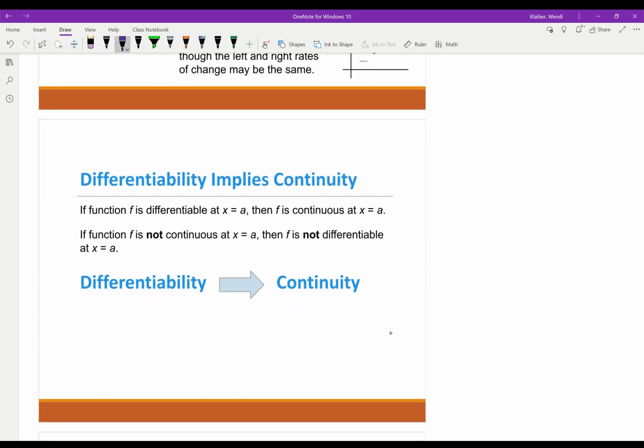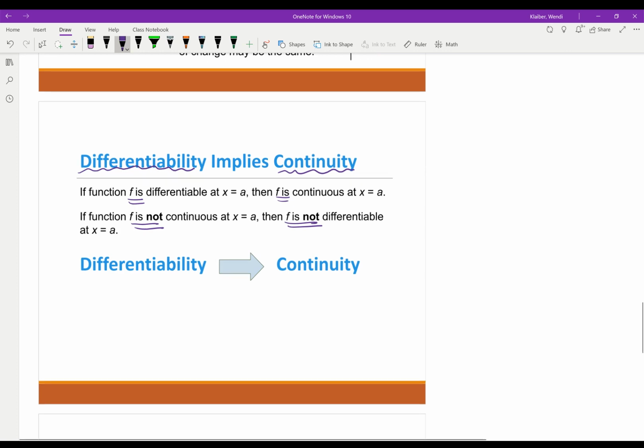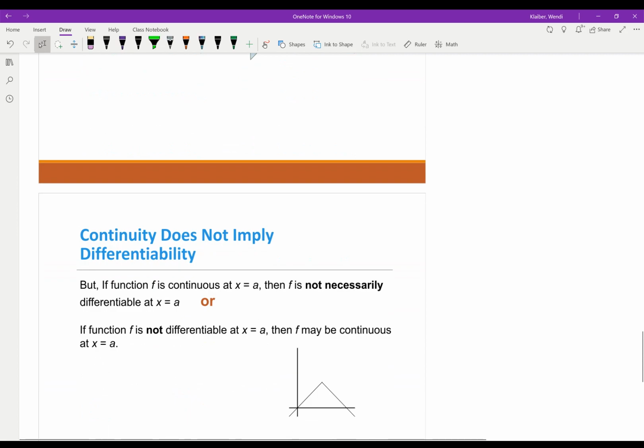So if I say a function is differentiable, then there will always be continuity. If a function f is differentiable, then f is continuous. If a function f is not continuous, then f is not differentiable. Differentiability implies continuity. Now, does it go the other way? Does continuity always imply differentiability?